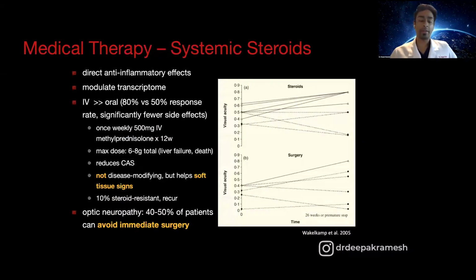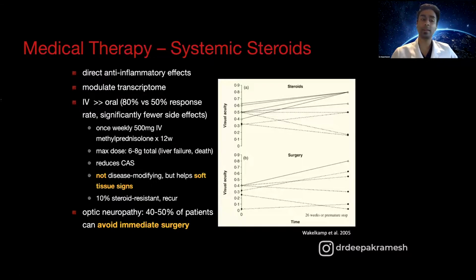The EUGOGO protocol for IV methylprednisolone is a good one. Once weekly IV methylprednisolone for 12 weeks can improve soft tissue signs and symptoms, but again, it's not disease modifying. So you see that when you compare oral to IV steroids, you actually get a better response with IV compared to oral steroids, with a significantly reduced side effect profile.